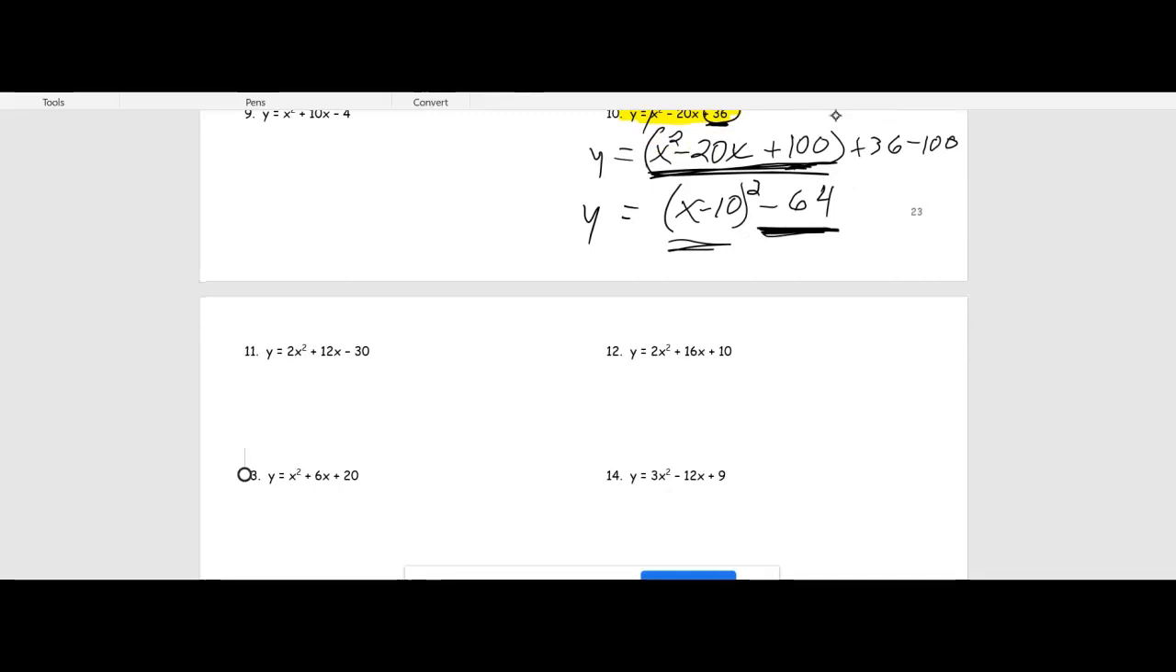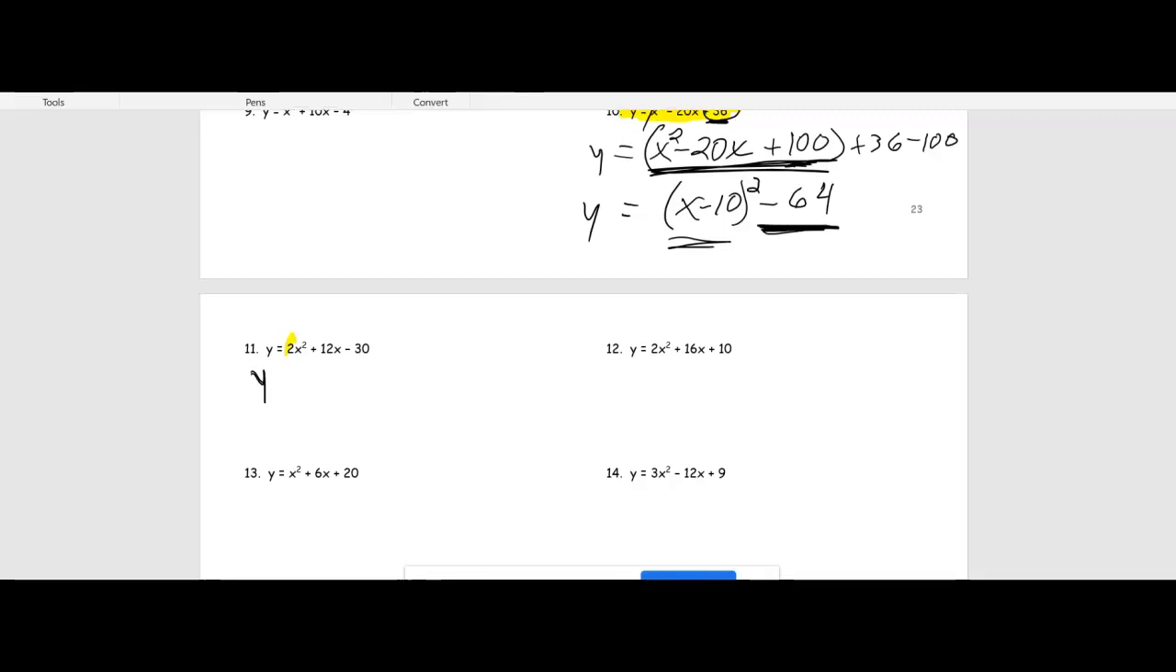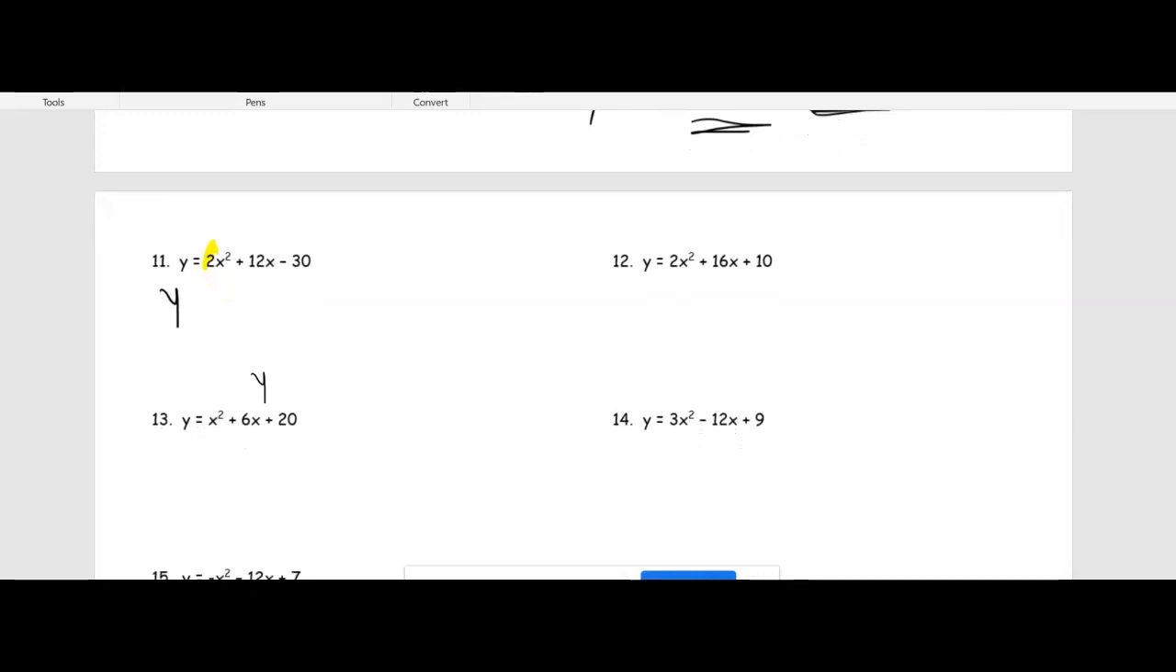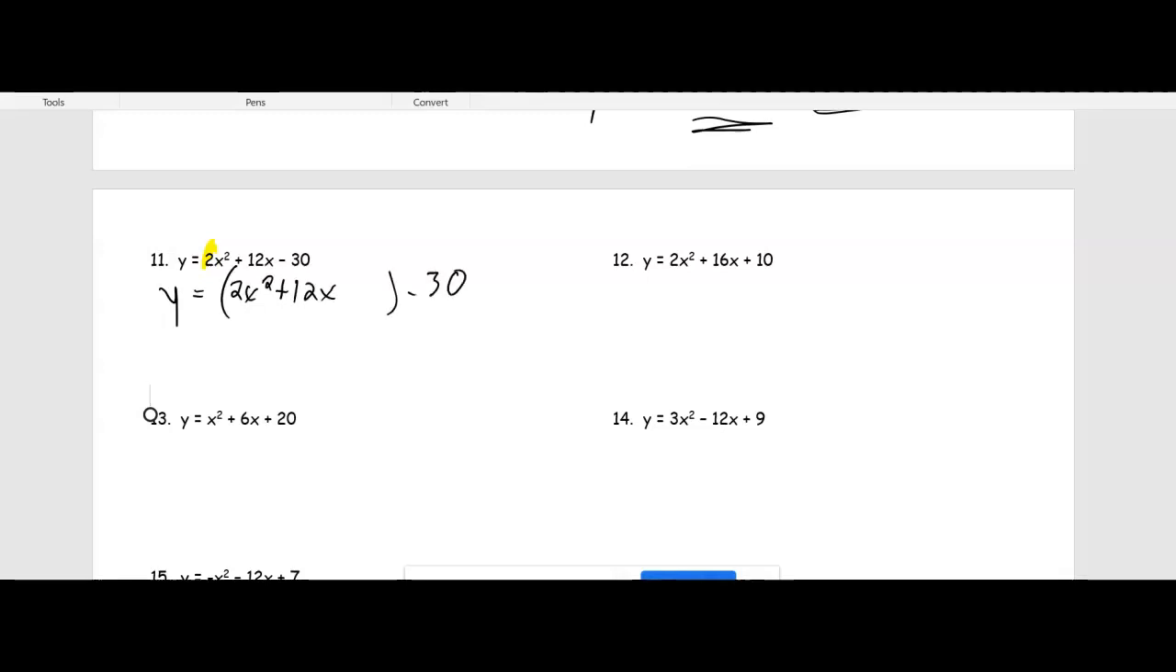What we now try to do, which is definitely harder, is what happens when we have a 2 in front of this. But it's the same idea. Let me make this bigger for you, Andrew. We're going to ignore the negative 30, because it's probably not going to be the nice number that we would want it to be to complete our square. And we'll deal with him at the end.